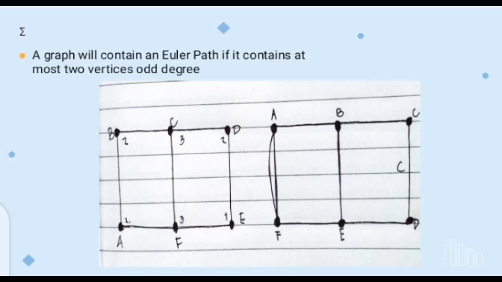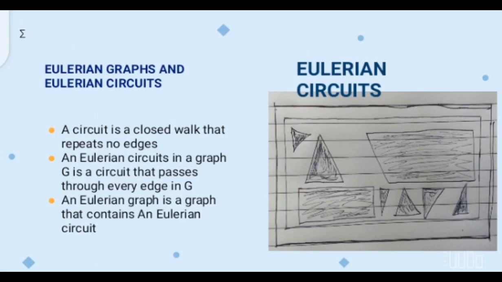A to F. Eulerian graphs and Eulerian circuits. A circuit is a closed walk that repeats no edges. An Eulerian circuit in a graph G is a circuit that passes through every edge in G. An Eulerian graph is a graph that contains an Eulerian circuit.